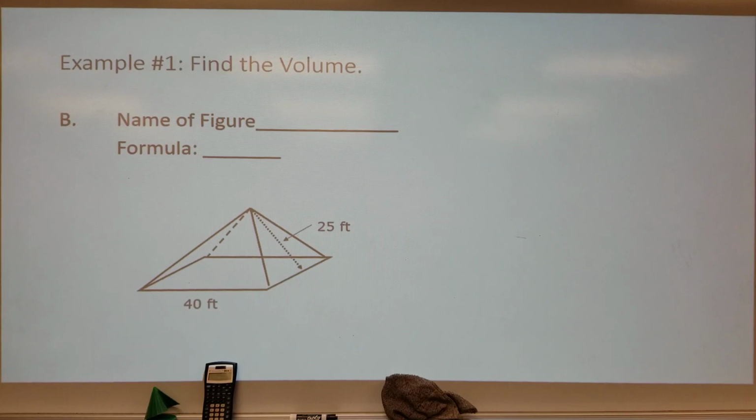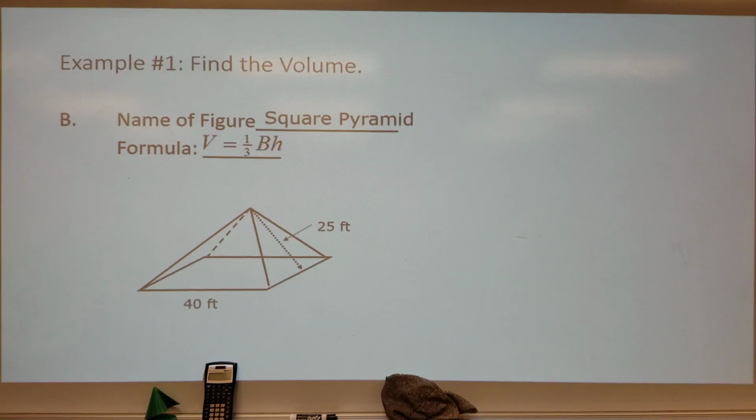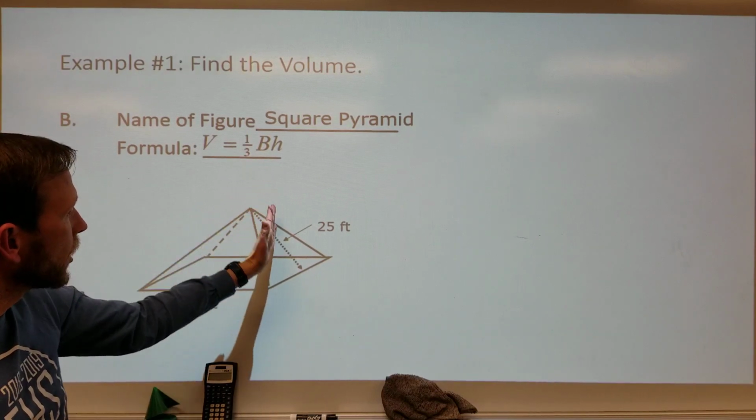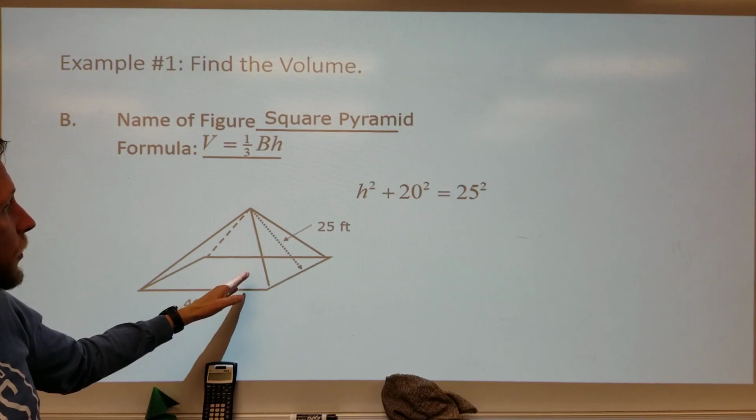In this situation, we have a square pyramid. This should look somewhat familiar. We've got the side length is 40. The slant height is 25. So even though this is a square pyramid, and we have this formula of 1/3 times the area of the base times the height, remember, this is not base, it's area of the base. We are given the slant height, we need to figure out what the height is using the Pythagorean theorem.